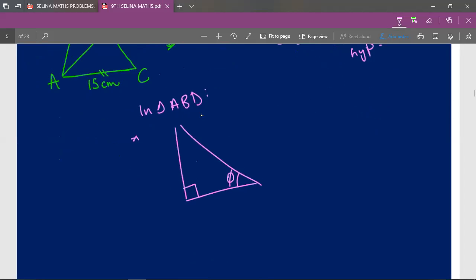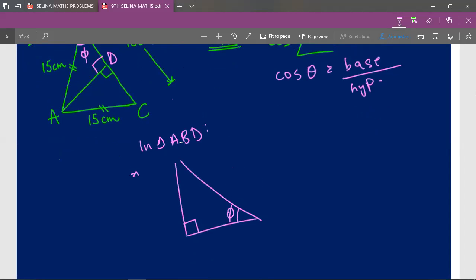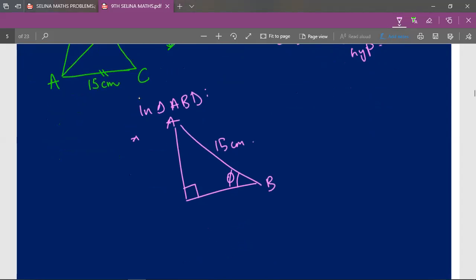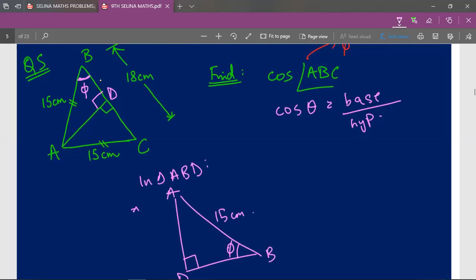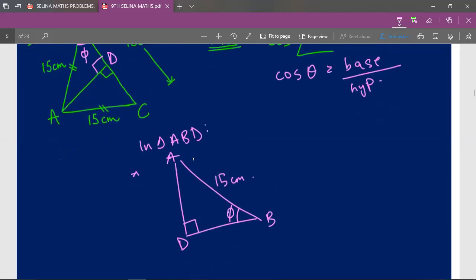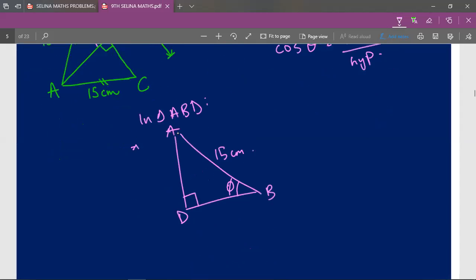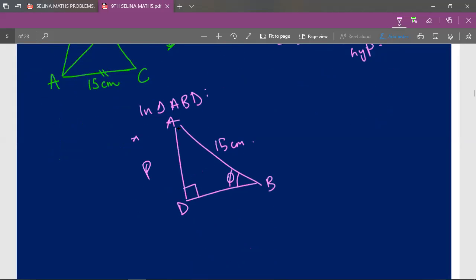Now in this modified version of triangle ABD, the hypotenuse is AB. So I'll write AB, and AB is equal to 15 centimeters in the earlier figure. Then comes BD. This is the missing alphabet. BD is equal to, oh, it's not given to us. So that's okay. Then we'll move on to the base. So DB is our base, sorry, and this AD is our perpendicular. This is our perpendicular and this is our base.